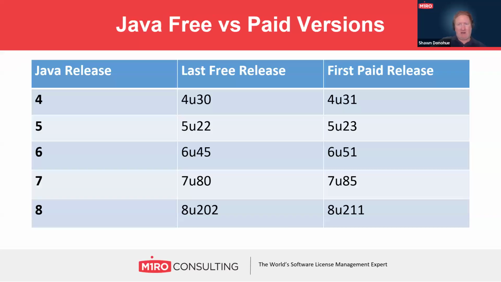This is the chart. Again, I'll send this to you afterwards. Just using Java 8 as an example, if you've got anything 202 or previous, you're free. You're fine. It doesn't need to be paid for. But if you've got 211 or more, it does need to be paid for. And if you're wondering, Oracle never released the patch numbers between those. So it's pretty tricky to know whether your Java version is free or not if it's one of these older versions, because you don't have to just find out the version, you also have to find out what update it received.